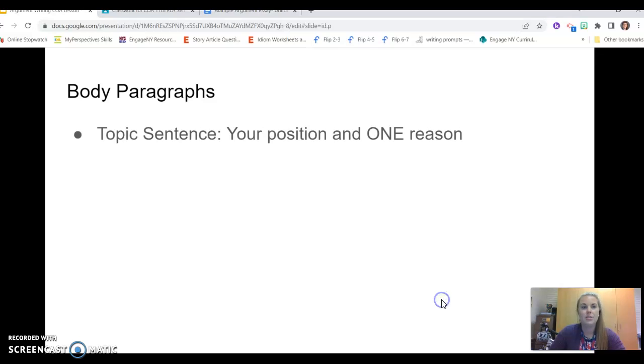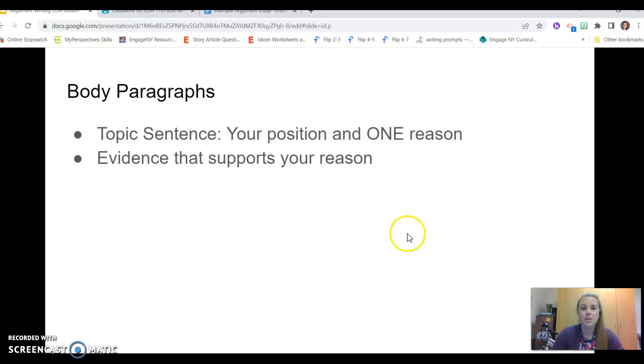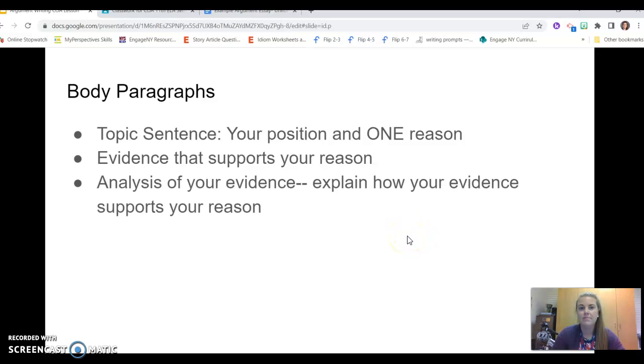So body paragraphs. You start with a topic sentence. The topic sentence is the first sentence of body paragraphs, and it's your position plus 1 of your reasons. So you're kind of restating your thesis with your answer, but just your first reason. Then you have evidence that supports that reason, so direct information from the sources. And then analysis, explain, make that connection. What does that evidence have to do with your reason and your answer and your claim? And then kind of sum it up.